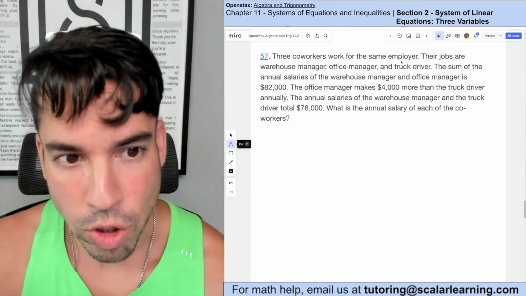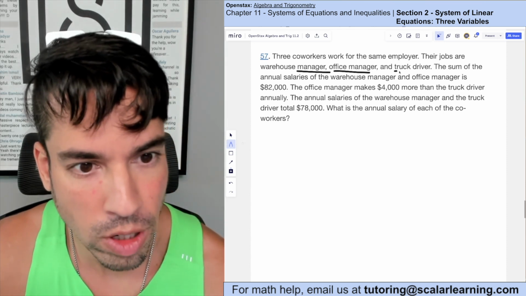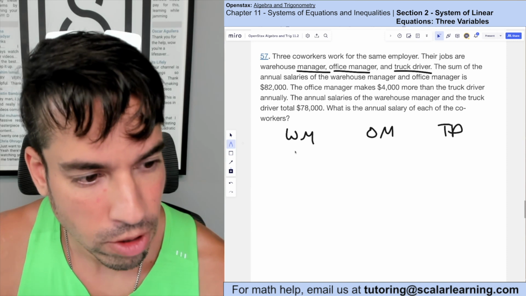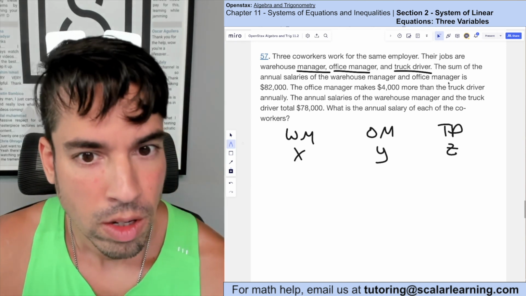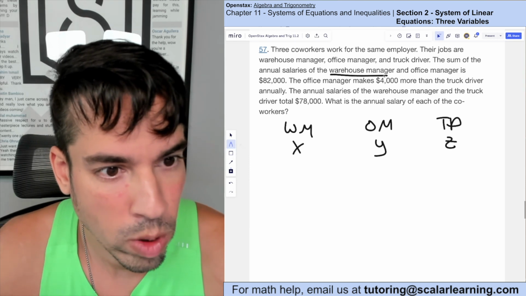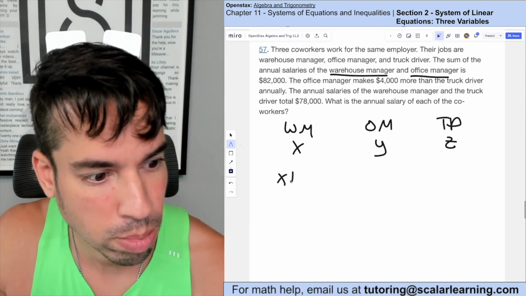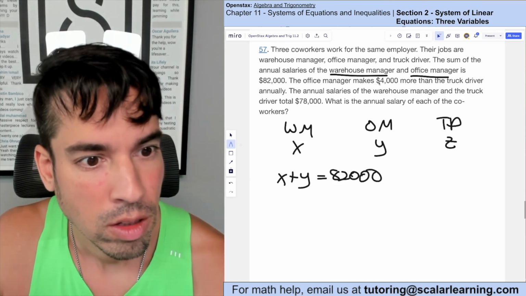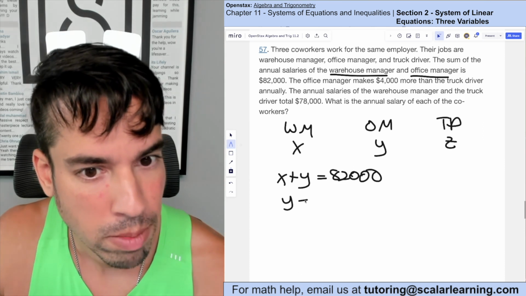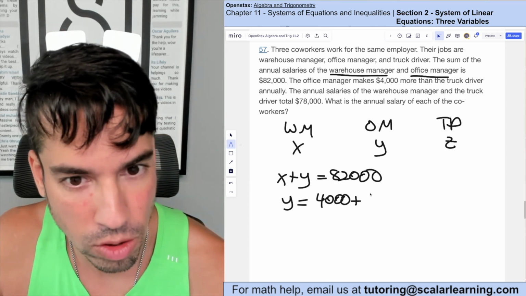Done. Three coworkers work for the same employer. Their jobs are warehouse manager, office manager, and truck driver. So just assigning random variables to each, we'll say X, Y, and Z in that order. Then it says the sum of the warehouse manager and the office manager is 82,000. So X plus Y equals 82,000. Next it says the office manager makes 4,000 more, meaning Y equals 4,000 plus the truck driver, Z.